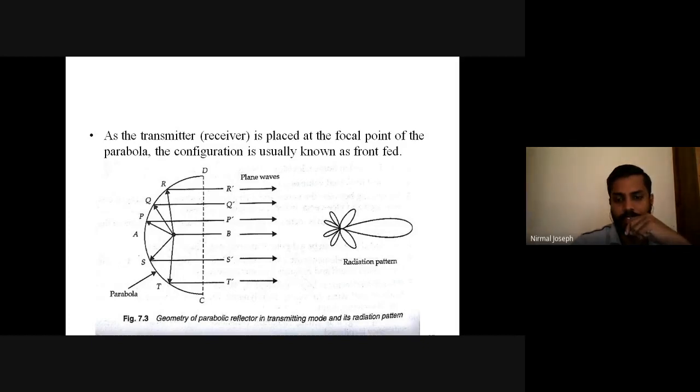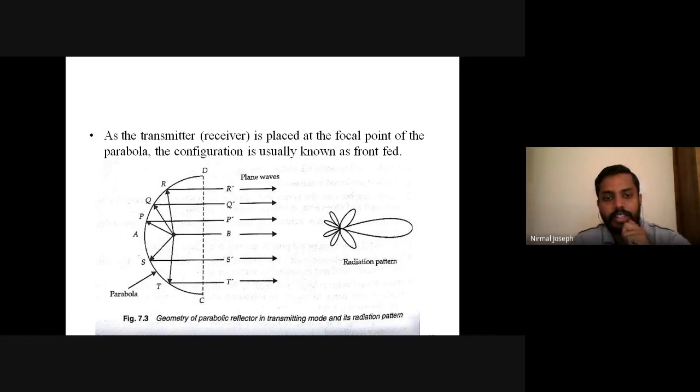So this is the radiation pattern. You can see the major lobe is very sharp. Minor lobes are there since some rays can go outside the parabola. So this is the geometry of a parabolic reflector in transmitting mode.